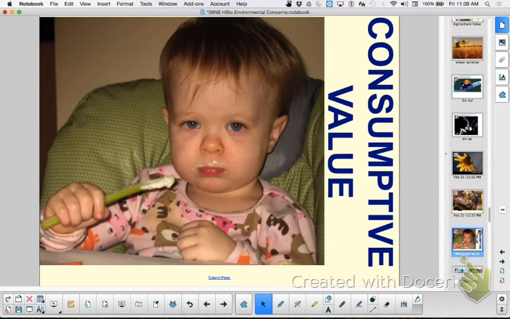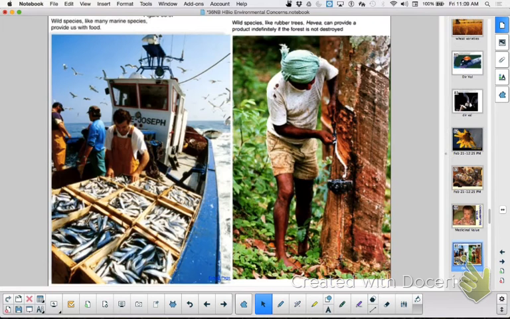Consumptive value, so we have medicinal, agriculture, consumptive, things we take out of it. And yes, it could be food that we're taking out, but it could be rubber from a tree that we're taking out. It could be wood that we're removing, and we need to think about growing forests up, and they do currently grow up trees to harvest them. Just like we harvest broccoli, you can harvest trees if you grow them up.